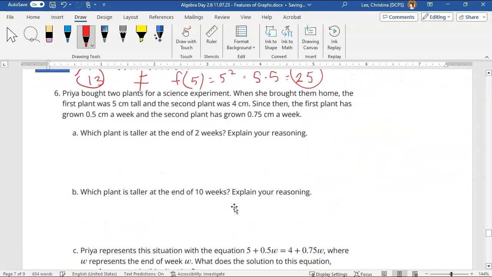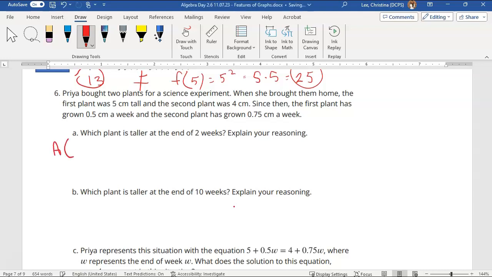All right, Priya bought 2 plants for a science experiment. When she brought them home, the first plant was 5 centimeters tall, and the second plant was 4 centimeters tall. Since then, the first plant has grown 0.5 centimeters a week, and the second plant has grown 0.75 centimeters a week. Which plant is taller at the end of 2 weeks? Explain your reasoning. So let's create functions for these.